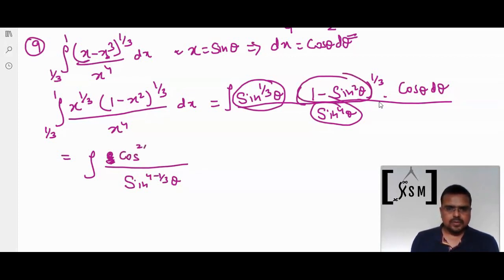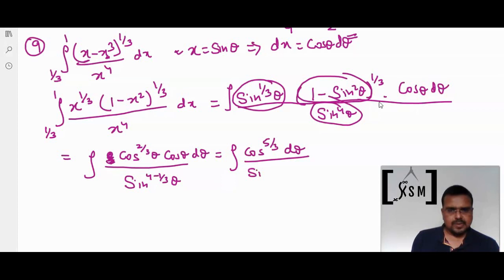Okay. So that becomes integration of cos to the power 5 over 3 theta over sine to the power 11 over 3 theta, right? Now, again a big problem. The numerator has cos with no sine or anything, and that also with a fraction power, and the denominator is sine with some fraction power. So what to do? Can we do this? Have a look.